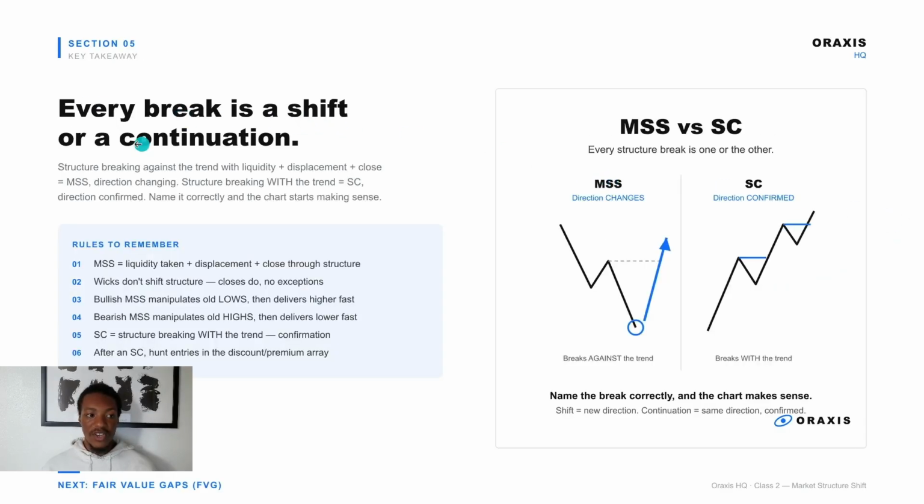Every break is a shift or a continuation. So every single break in the market tells you something, and this is how you read price action. Every break is going to show you the market structure. It is going to show you that structure is either continuing, as you can see here, or that the structure is breaking. As you can see here, we have a high, a lower high, lower, and then what happens? We put in a lower and then we put in a higher. So this is the structure breaking, and this is the direction changing.